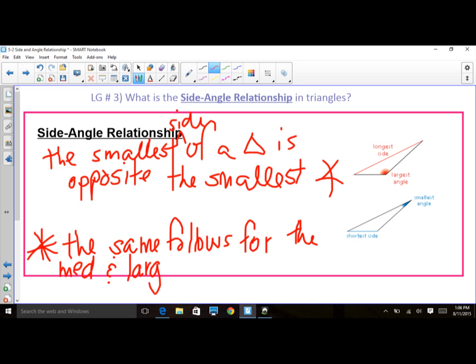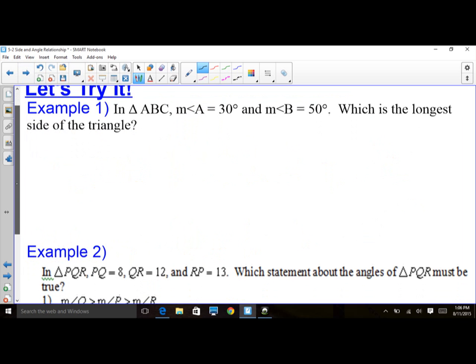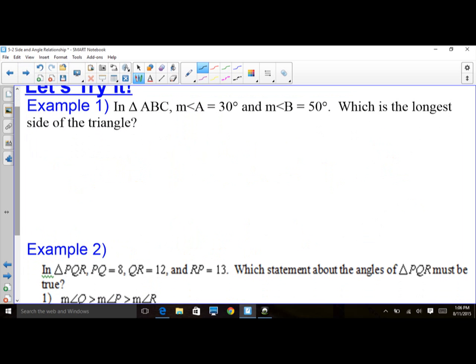Okay, you have 2 diagrams there to refer to. It kind of is a nice representation of what that theorem exactly looks like. Here we have the longest side, here's the largest angle, and they're across from each other. Here's the smallest angle, here's the shortest side, and they happen to be across from each other. Same would happen for the medium length side and angle. So let's take a look at this. We're going to do 2 examples together. Then tomorrow in class, you're going to just completely practice this theorem in your team.